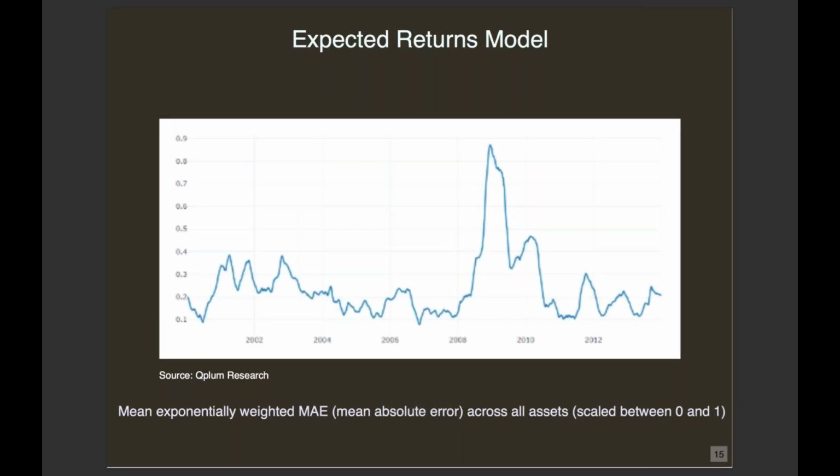So this is the scaled performance of the expected returns model. Here we've plotted the exponentially weighted mean of absolute error across all asset classes, and we've scaled it to 0 to 1, just to show where it goes wrong. If you see, part of it is driven by the volatility of the markets themselves, but it's interesting to see that the error does spike up around the times of financial crisis. Inspired by this, we later on added error correcting feedback in the final position sizing as well.